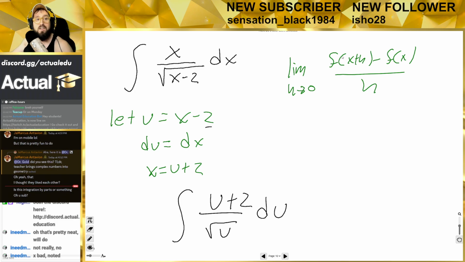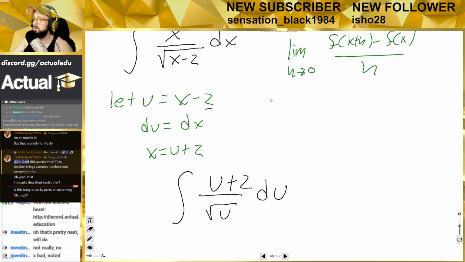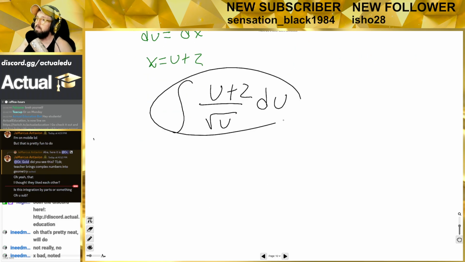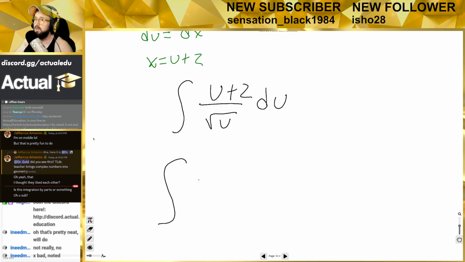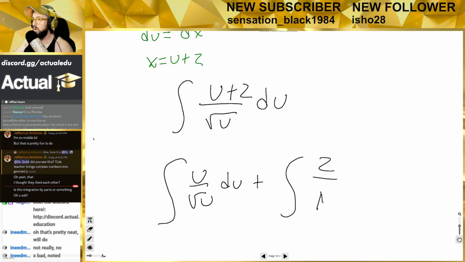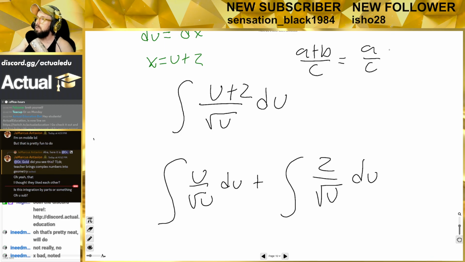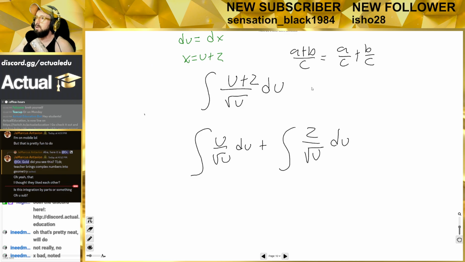Now this is going to be an easier integral to do, right? Because now I can split this up into the integral of u over the square root of u, du, plus the integral of 2 over the square root of u, du. Because anytime I have (a plus b) over c, this is a over c plus b over c. And anytime I integrate something, I can write that as two separate integrals, just being added to each other.